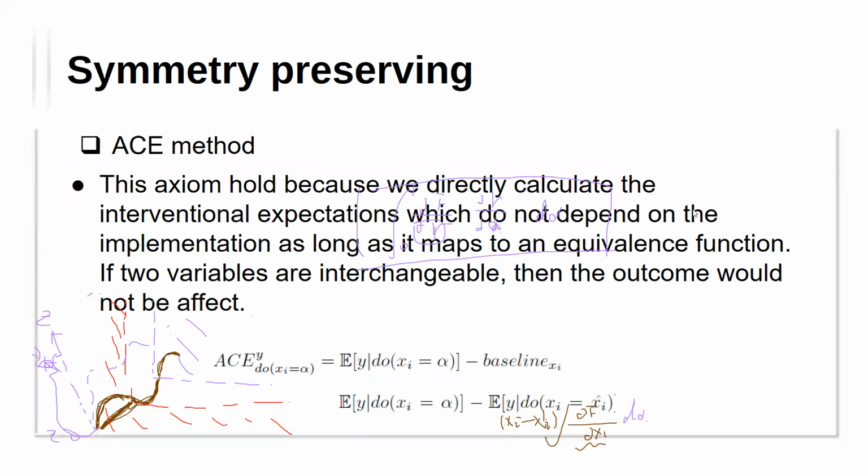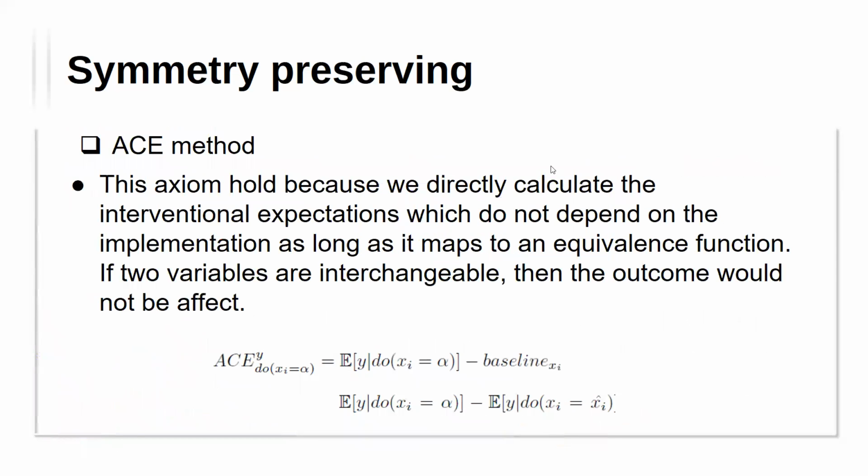And for the average causal effect method, this axiom holds because they directly calculate the expectation of the output. For ACE, they do not care about the internal implementation. They only observe the external behavior. So that will be fairly clear.